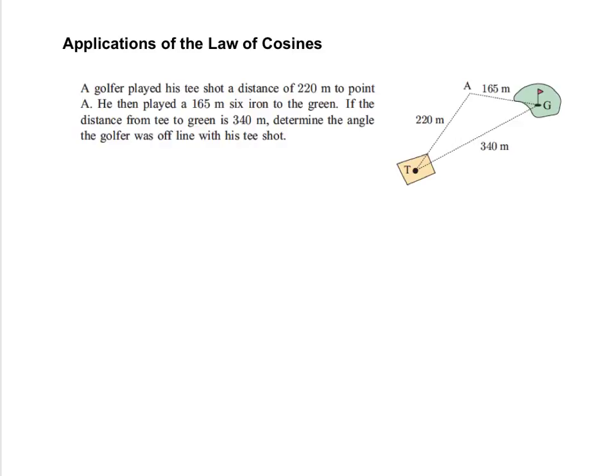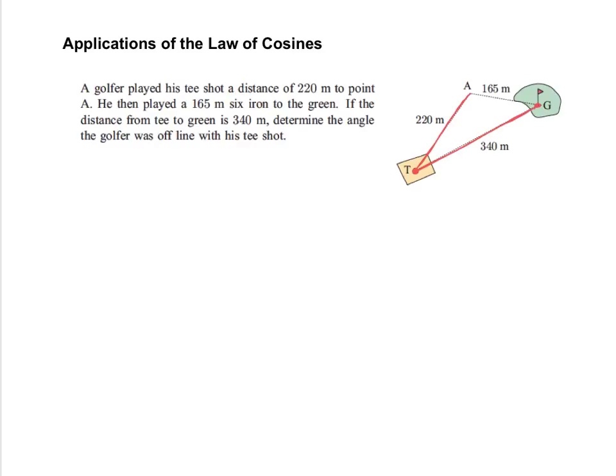It says a golfer played his tee shot at a distance of 220 meters to a point A. Well, tee shot starts with the letter T, so even if we didn't know golf, we could probably guess that it's starting from here. And we ended up at A and went 220 meters. The tee shot in golf is the first time you hit the ball. So we hit it 220 meters. You might know enough about golf to know that you're trying to hit that little white ball into the hole over here. Even if you played miniature golf, or putt-putt, you know that. Now the hole is 340 meters away.